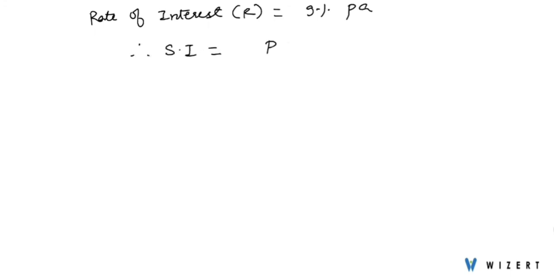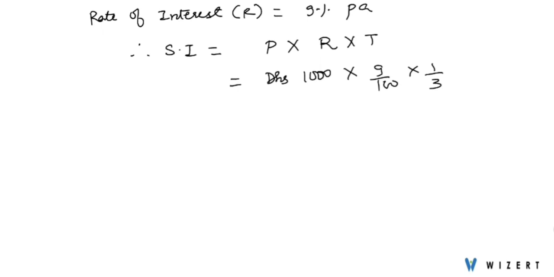We know that simple interest is principal multiplied by rate of interest multiplied by the time. So principal is 1000, rate is 9% and time is 1 by 3 year, as we have calculated. If we simplify this, we will get simple interest as 30 DHS. So this is our required answer.